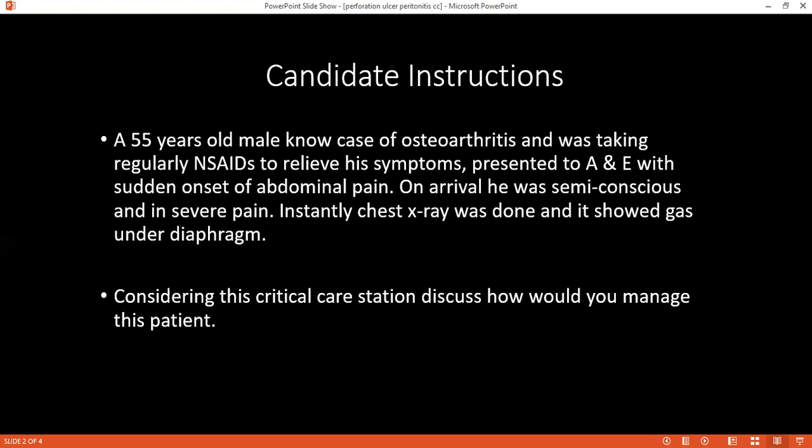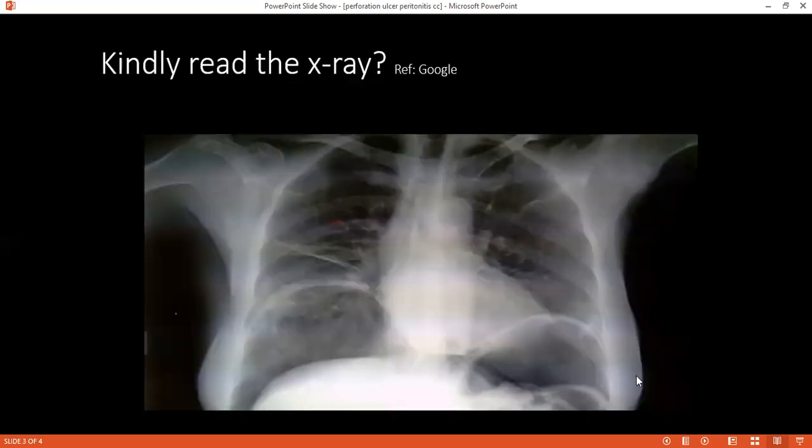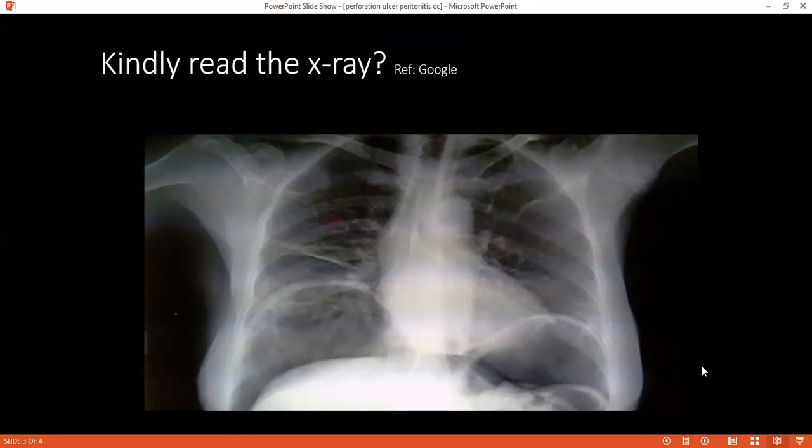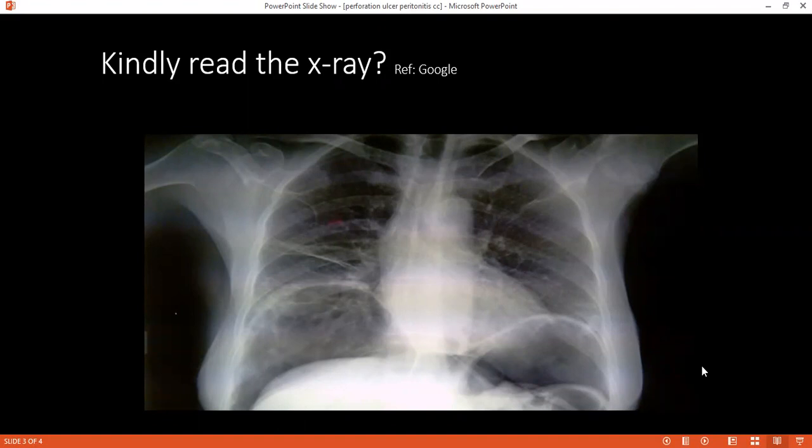Okay. All right. Considering that this patient had a chest X-ray done and showed gas under the diaphragm, what does this signify? The air under the diaphragm is indicating a perforated viscus. Okay. Can you help me to read this X-ray? It is a plain X-ray, adequate, showing the ribs, and the spine is barely seen. There is air under the diaphragm, indicating a perforated viscus.